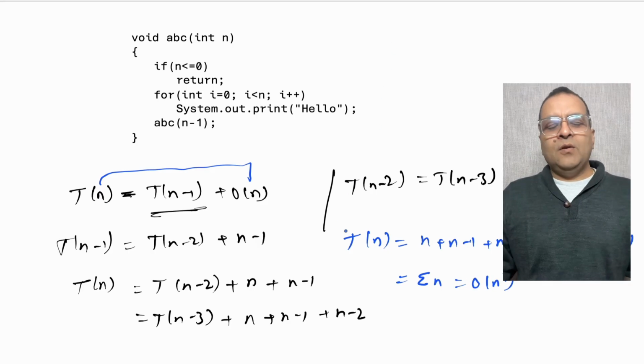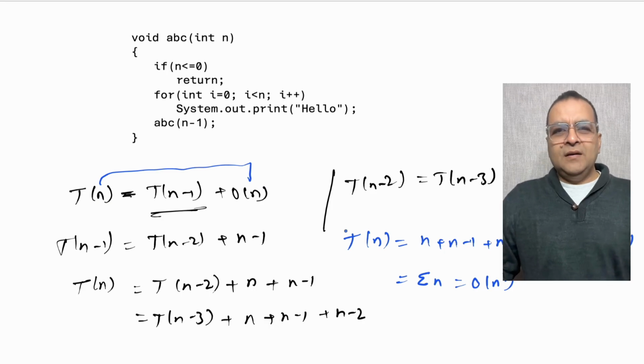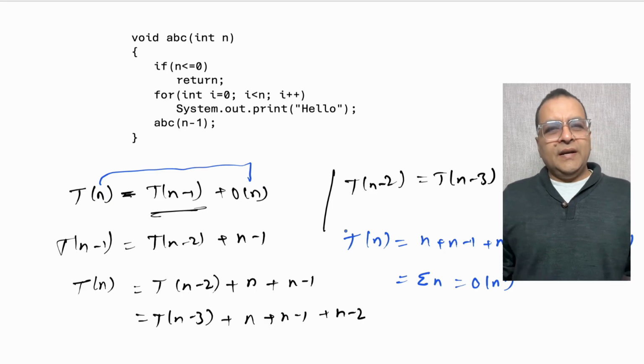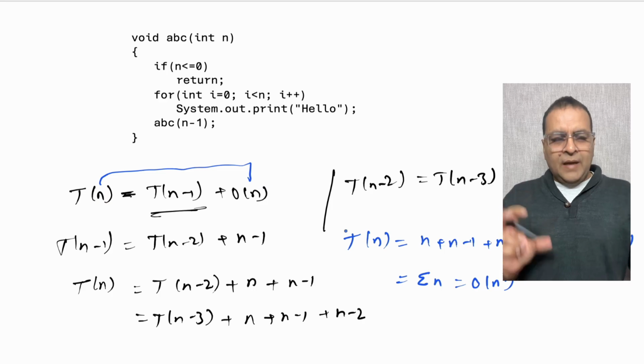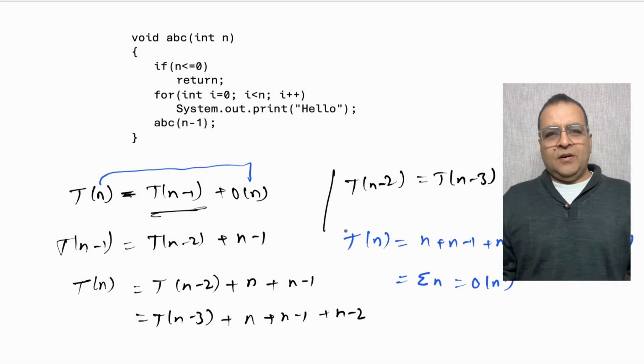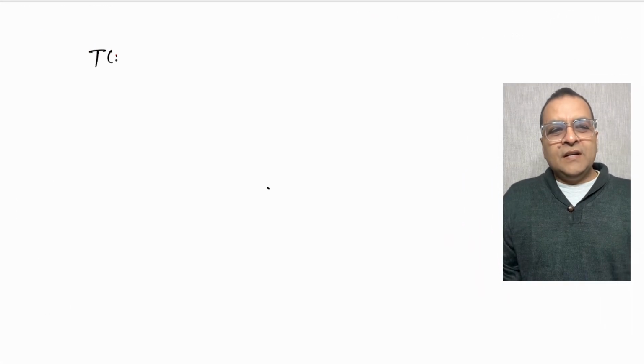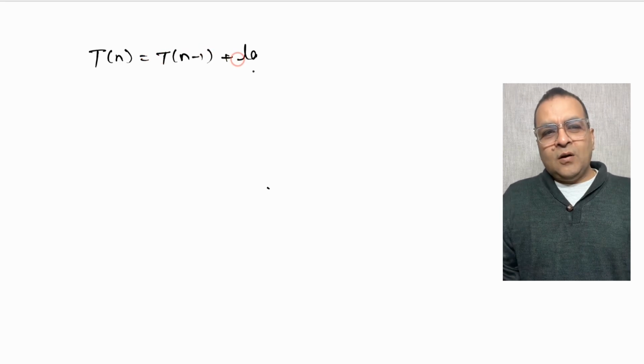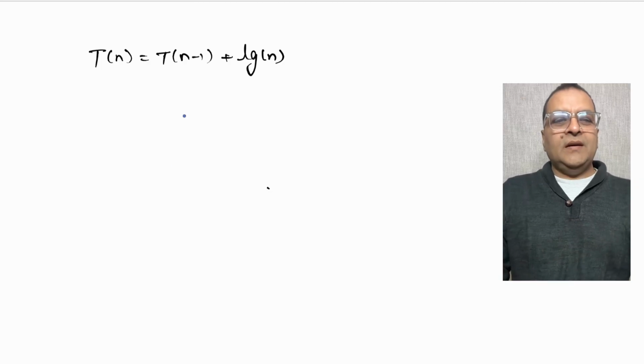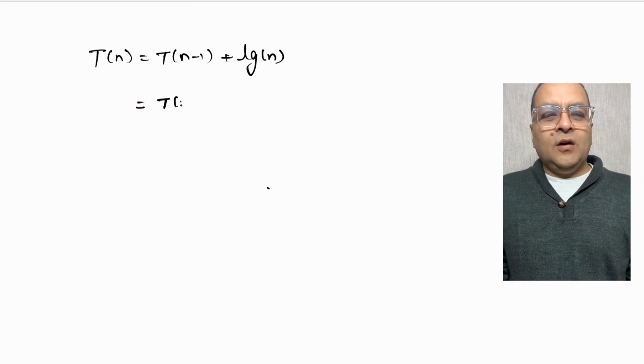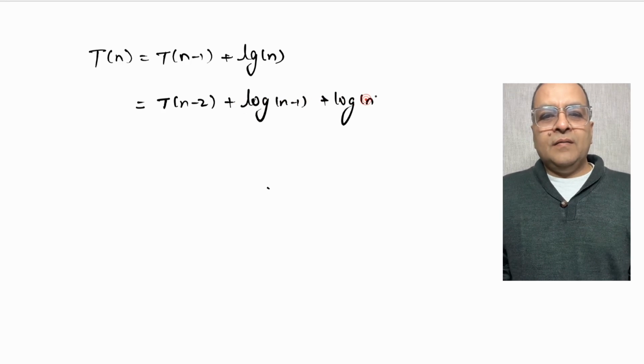Now going further, I will only be writing the recurrence equation of the function, and you can draw the function call tree and validate the time complexity of the function with the function call tree also. What if the recurrence of a function is given to be T(n) is T(n-1) plus log n? If we use the substitution method, this comes out to be T(n-2) plus log of (n-1) plus log of n.